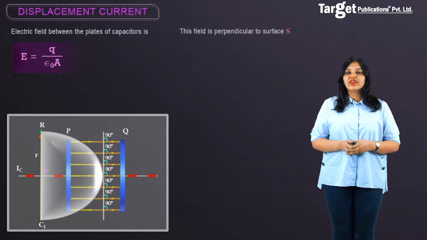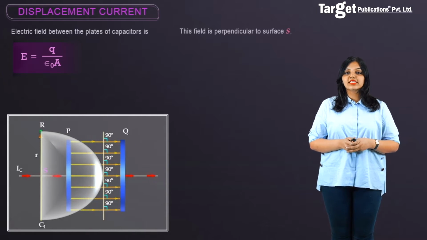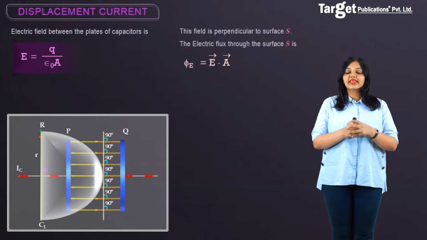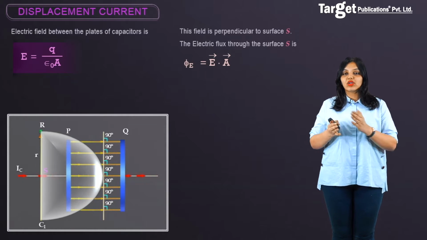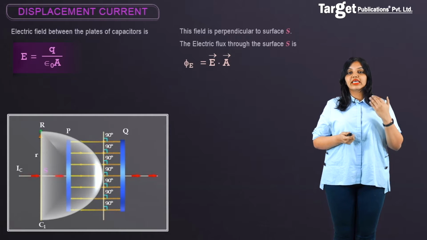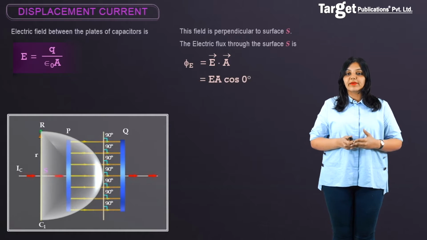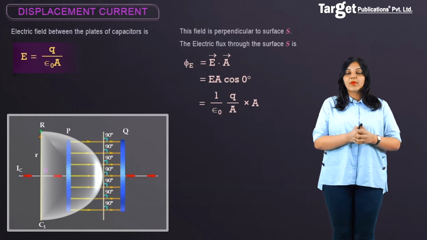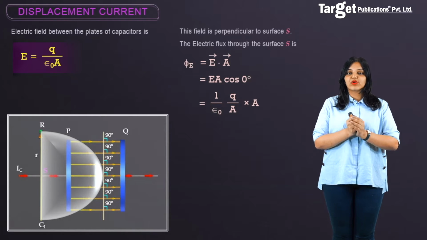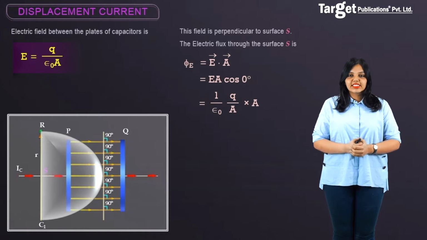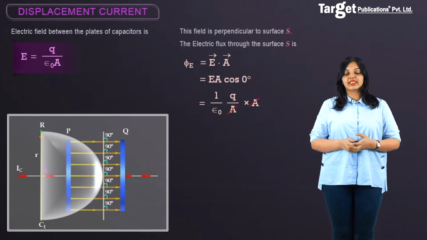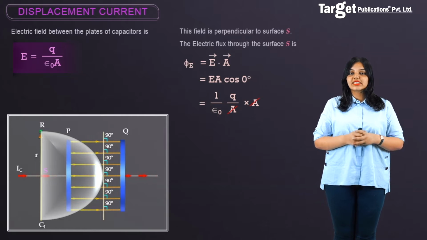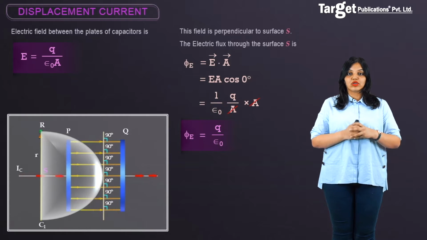We know that the field is perpendicular to the surface S, and once we know that, we can calculate the electric flux very easily because flux is nothing but E dot A, but because they are perpendicular, it comes out to be EA simply. And now we can use the formula for E in this equation for flux, and we get that phi is equal to Q upon epsilon naught A into A. The A's cancel, and this gives me that the electric flux is simply Q upon epsilon naught.